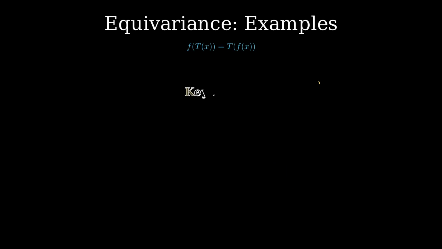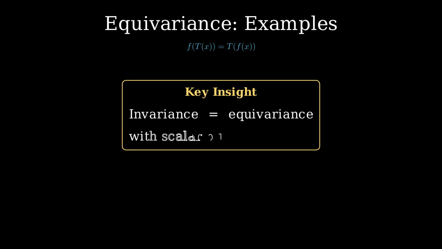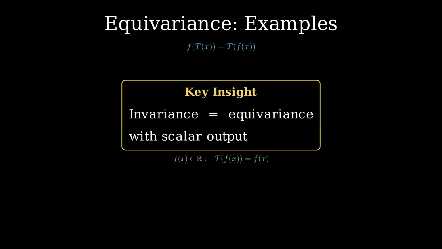This leads to a key insight worth pausing on. What happens when the output of our function is just a single scalar, a real-valued prediction like energy or a classification score? A permutation or rotation of a scalar leaves it unchanged. So for scalar outputs, equivariance collapses directly to invariance. Invariance is simply a special case of equivariance where the output space is one-dimensional.